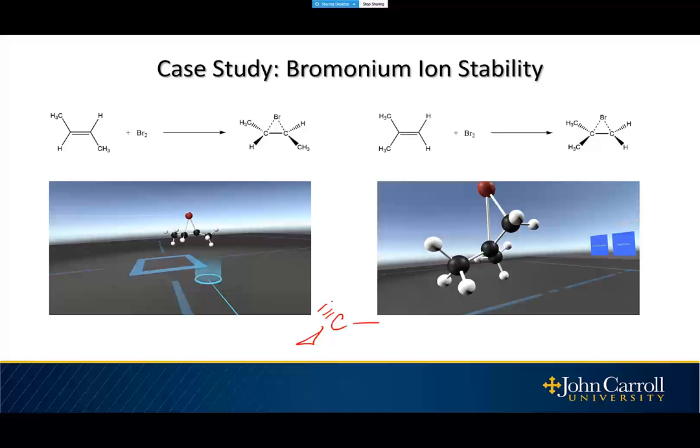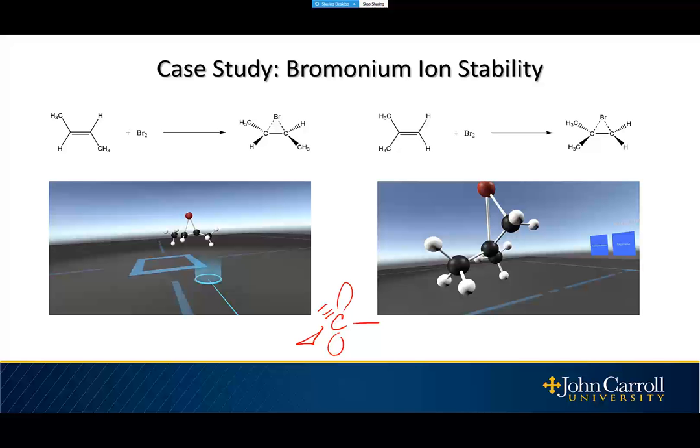So let's say it was a carbocation. What am I missing? What does a carbocation have? It's got a positive charge, but what else does it have that's missing from this diagram? An empty p orbital. That's what's making it sp2 hybridized.